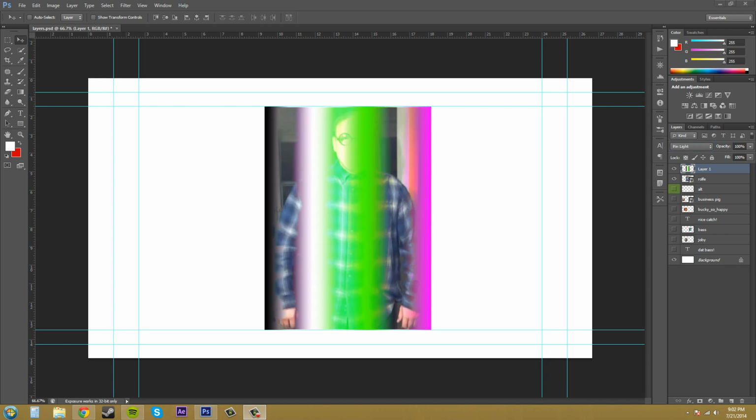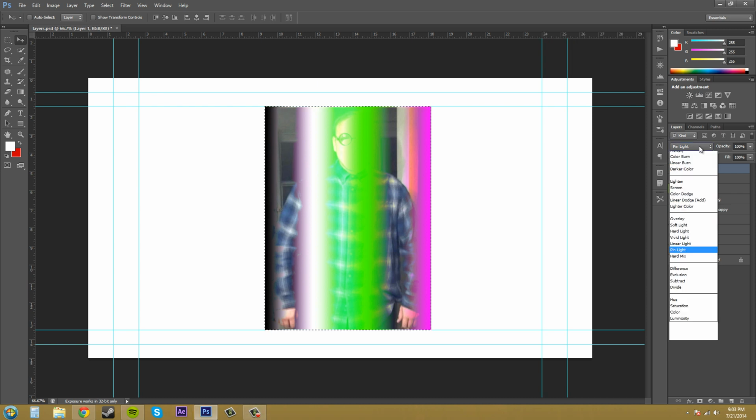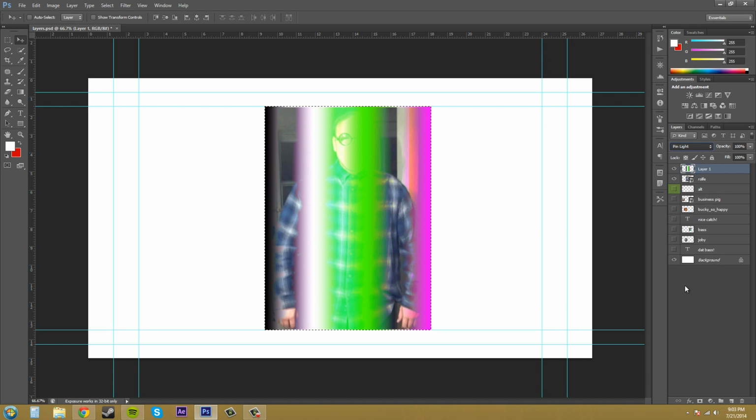Pin light is a little different. It uses a combination of the lighten and darken blend modes at 50% again. If the dark pixels on the active layer are darker than the dark pixels on the underlying layer, they will be visible. If they aren't, they'll drop away. If the pixels on the active layer are lighter than the pixels on the underlying layer, they will also be visible. If they aren't, they drop away. So it's a cool blending mode that's different than most of the other blending modes out there. Let's go to hard mix next.